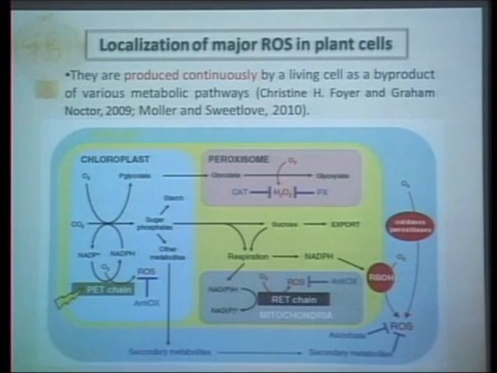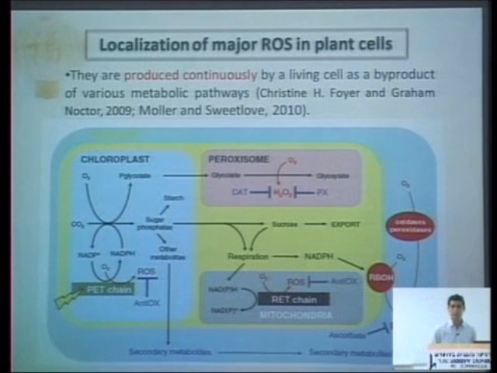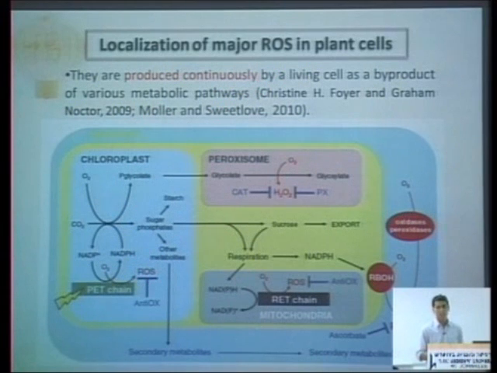Reactive oxygen species are produced in different cellular compartments, especially in chloroplast during photosynthesis, in peroxisomes during photorespiration, in mitochondria during respiration, and in apoplast during growth and development by the action of oxidases and peroxidases. But under normal conditions, the level of reactive oxygen species in each of these compartments is maintained at their optimum level by the action of antioxidants or ROS scavengers.